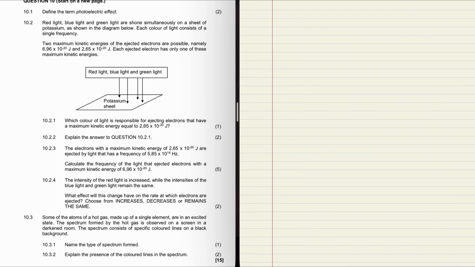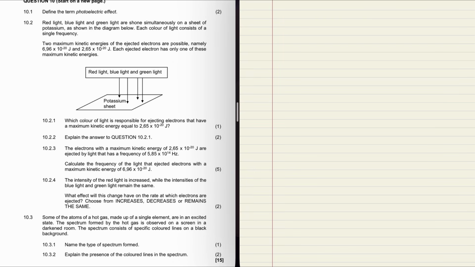The last question in the paper, question number 10. 10.2. Red light, blue light, and green light are shone simultaneously on a sheet of potassium as shown in the diagram. Each color of light consists of a single frequency. Two maximum kinetic energies of the ejected electrons are possible. Each ejected electron has only one of these maximum kinetic energies. So remember, red, blue, and green light. Question 10.2.1, which color of light is responsible for ejecting electrons that have a maximum kinetic energy equal to 2.65 times 10 to the negative 20?